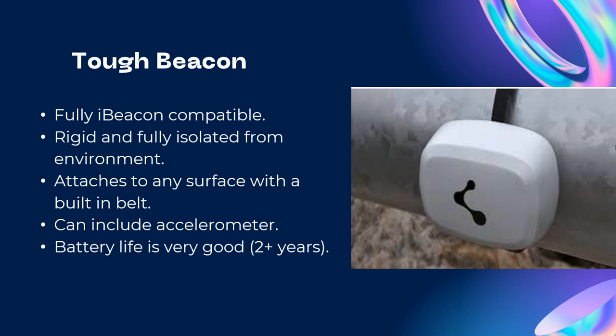Moving on, the next beacon is the Stuff Beacon. It is fully iBeacon compatible. Now, that implies all the iBeacon technologies can be used in this particular beacon. It is rigid and fully isolated from the environment. It attaches to any surface with a built-in belt. It can include an accelerometer. Battery life is very good. This was developed after the Bluetooth beacon, hence the technologies are upgraded from the previous version.